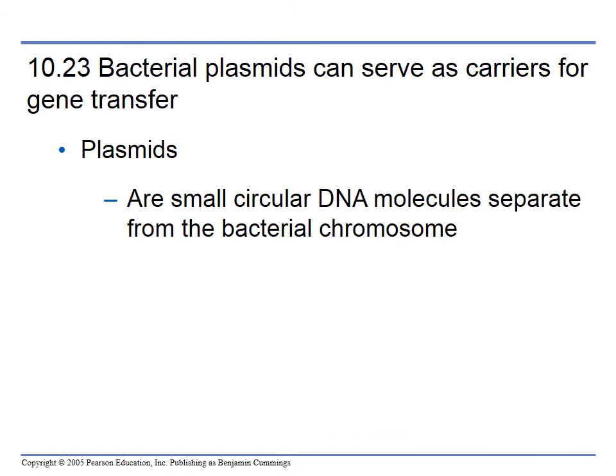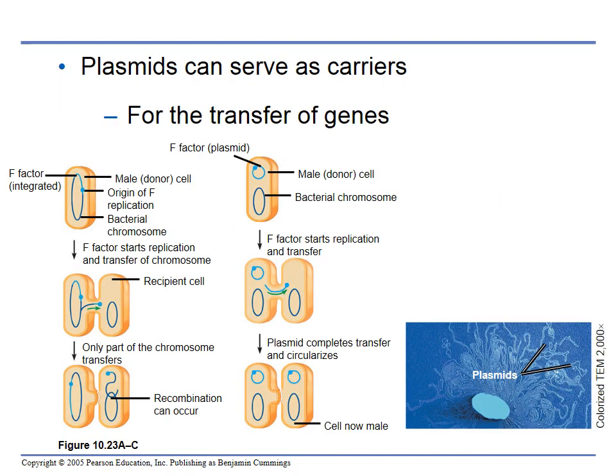Bacteria plasmids can serve as carriers for gene transfer, and a plasmid is just a small circular piece of DNA that is separate from the bacterial chromosome. So they'll have that regular circle. It'll also have another small circle called a plasmid, and these can transfer fairly easily to cells. So here we have ways that plasmids can work. Here you have the way we were talking about before, this integrated DNA. And here it's getting copied, and the copied piece getting into the recipient cell, and now the crossing over and the recombination.